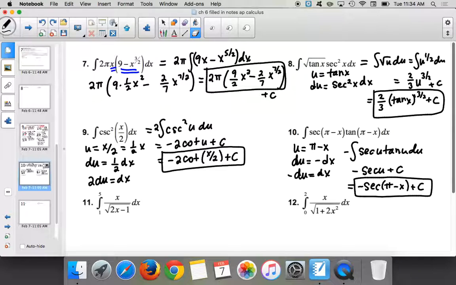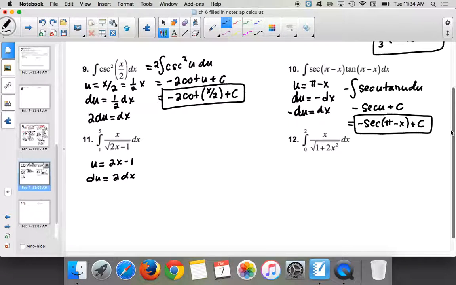All right, so number 11. I have the integral from 1 to 5 of x over the square root of 2x minus 1 dx. This is a tricky one, because now when I let my u be 2x minus 1, which is what it should be, my du only becomes 2 dx. So we need that x dx, right? We're trying to replace x dx. So this is one of those problems where we have to solve for x.